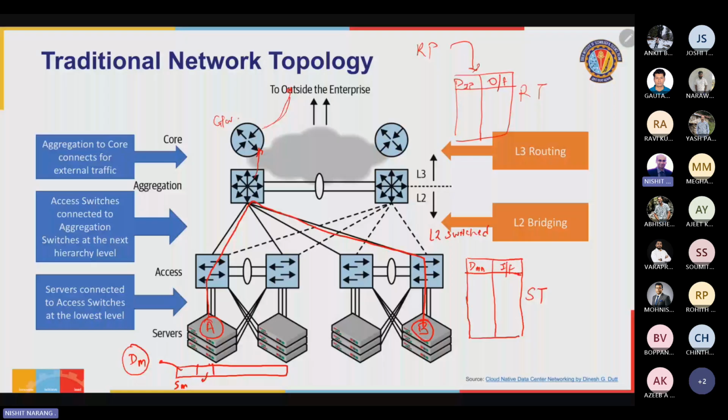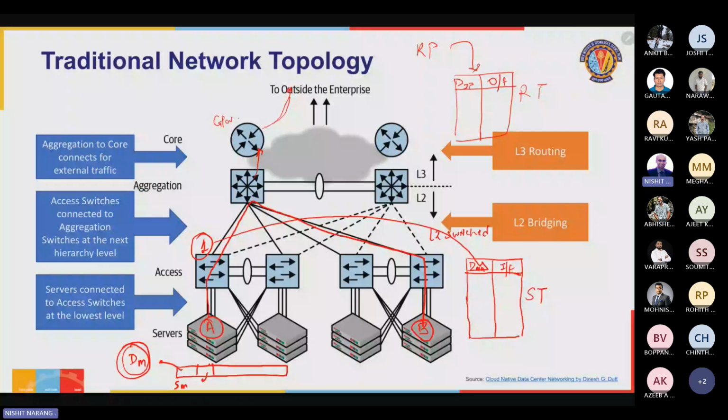So coming back to that example where A has to send some traffic to B. A creates a frame and sends it to access switch 1. Switch 1 looks at DM, the destination MAC address, and consults its forwarding table. Let's assume for now it doesn't find a match. It doesn't have an entry in this table for DM. What can it do? Because it doesn't have an entry, it can simply broadcast that layer 2 frame in the entire layer 2 network.